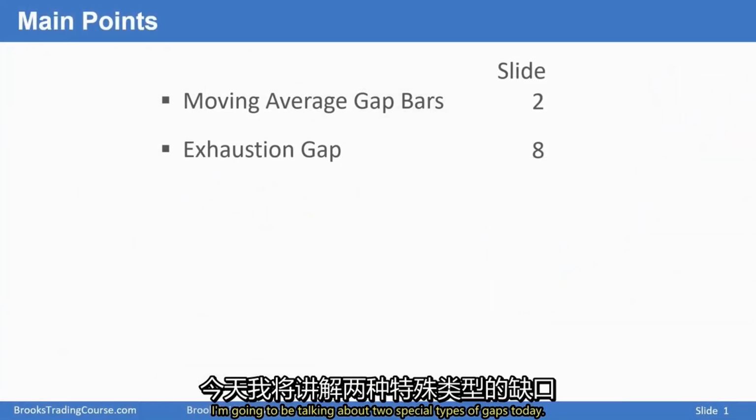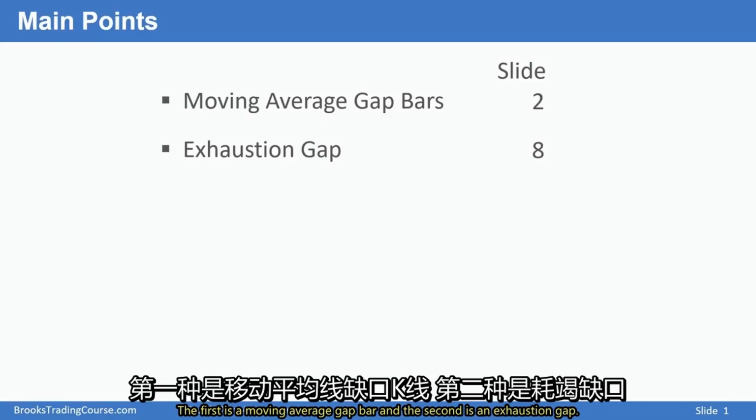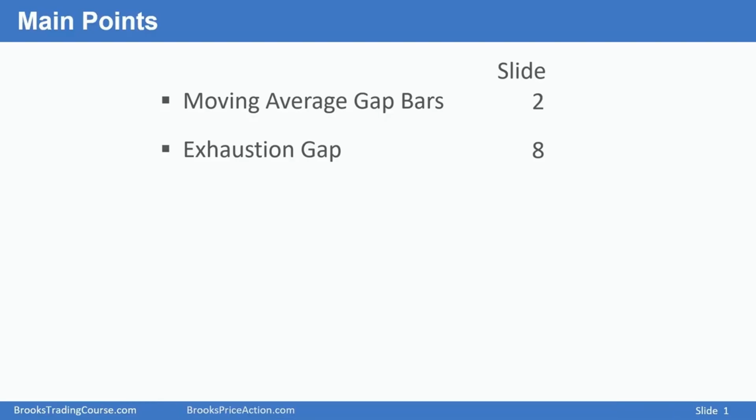I'm going to be talking about 2 special types of gaps today. The first is a moving average gap bar, and the second is an exhaustion gap.